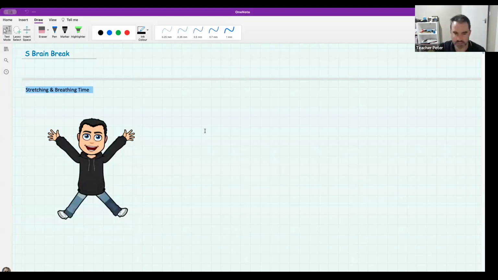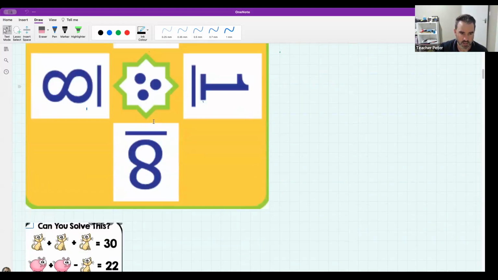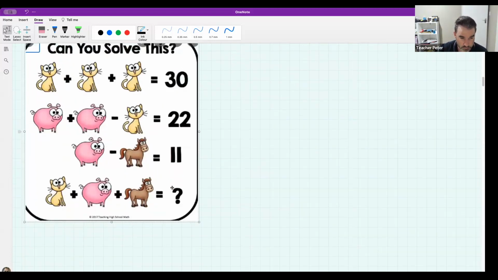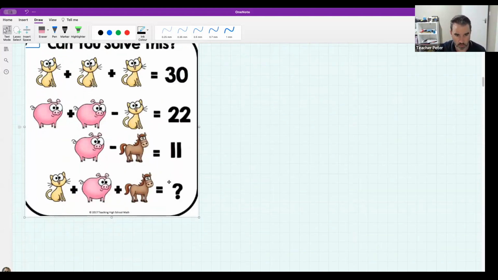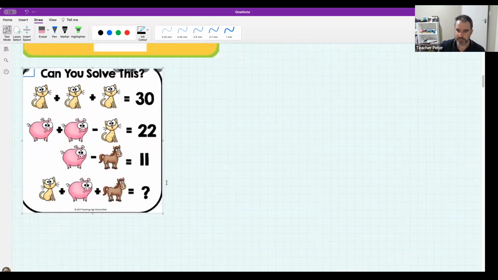Let me know how you are feeling in the chat. How is your concentration feeling out of 10? And then it's been a while since we've done one of these, so here is your fun puzzle for today. What is a cat plus a pig plus a horse equal to? Can you figure that out?